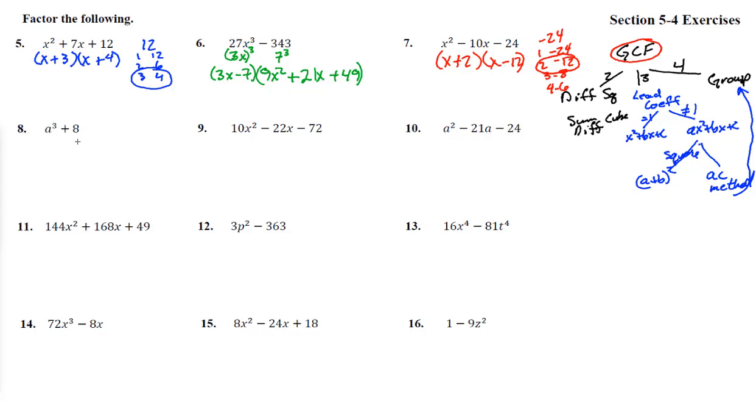Next one, number 8. Is there any greatest common factor? No, that's a cubed and that's 8. All right, how many terms? 2. So we're looking for either a difference of squares or a sum or difference of cubes. This is a sum with a plus sign in here. And so we look, and yes, this indeed is 2 cubed and that's a cubed. So we're going to be doing a sum of cubes.